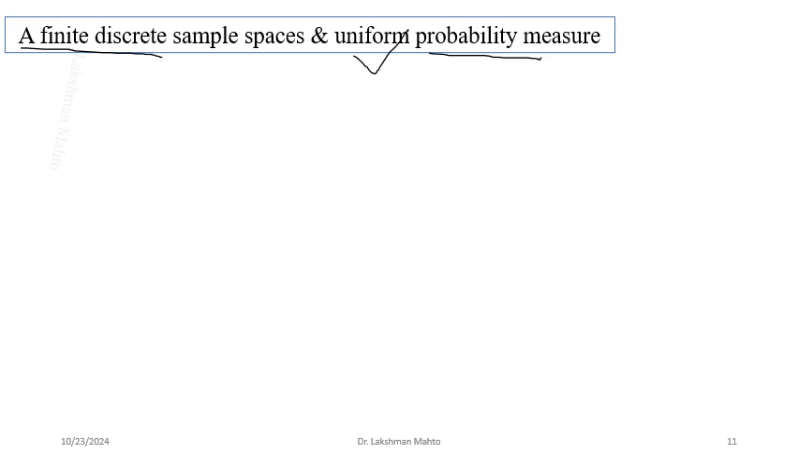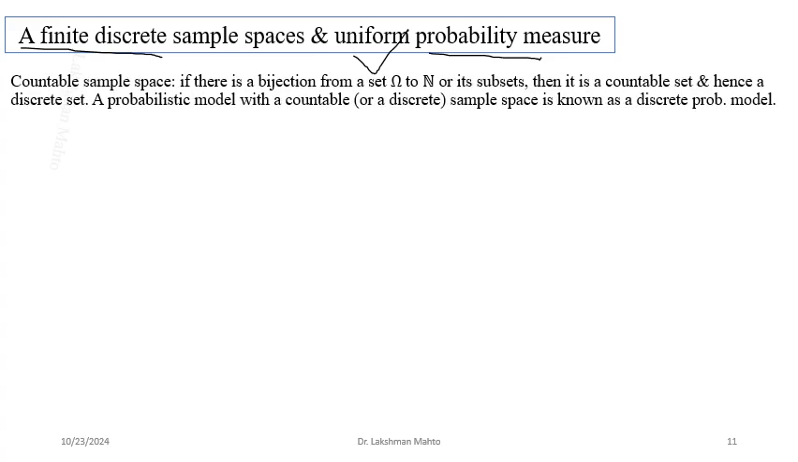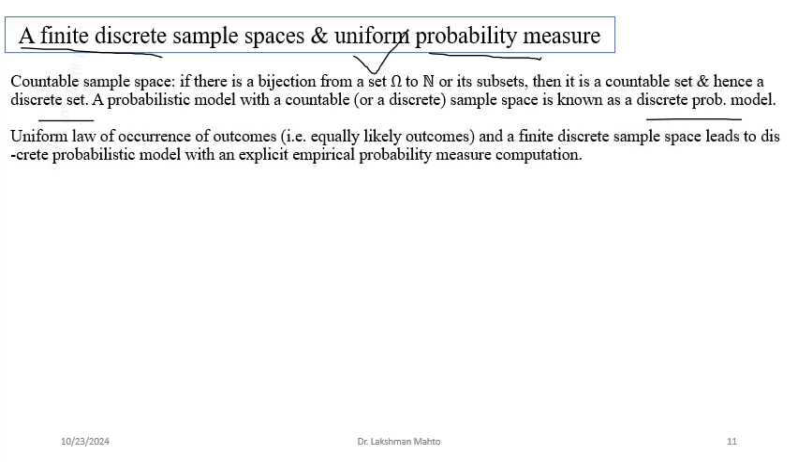So what would be the probability measure in this process? It is very easy to compute. We are saying a countable sample space, which means there is a bijection from the set of natural numbers to omega and vice versa. Then we say it is a countable set, and hence we can say it is a discrete set. A probabilistic model with a countable or discrete sample space, we call a discrete probabilistic model. Okay, so what is the meaning of uniform law of occurrence of outcomes? It means we are talking about equally likely occurrence of the outcomes.